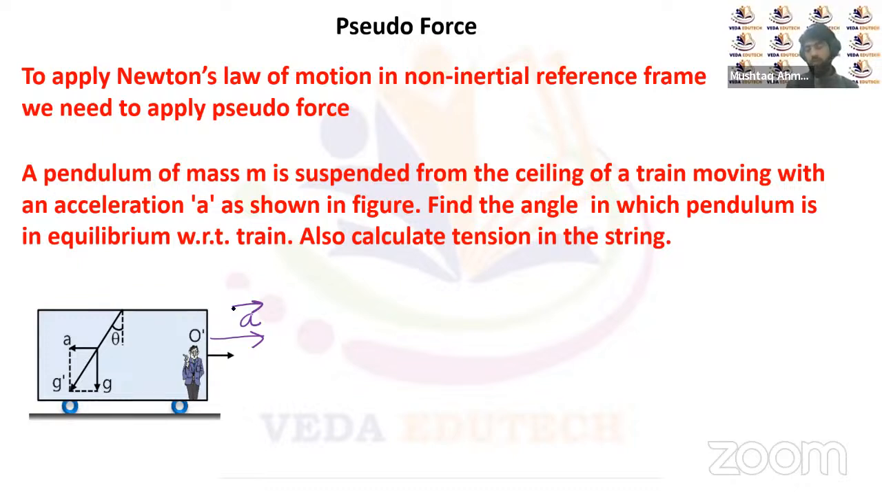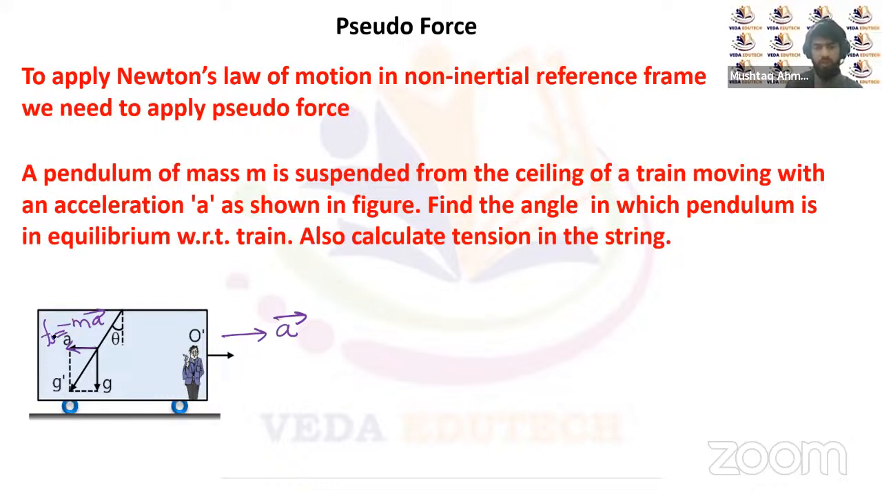We can solve this problem with respect to the ground frame as well as in its own frame. So let's try to solve this problem in the accelerating frame. Since this is accelerating with respect to the ground, with acceleration a in the horizontal direction, we have to apply the fictitious force in the opposite direction, equal to mass into the same acceleration. So this will be the fictitious force, equal to minus ma, in this direction. This is the pseudo force.